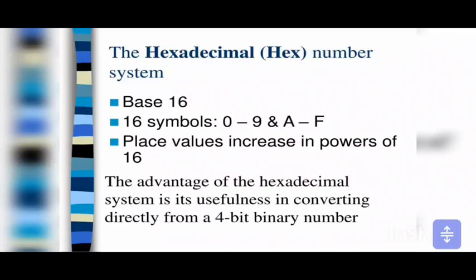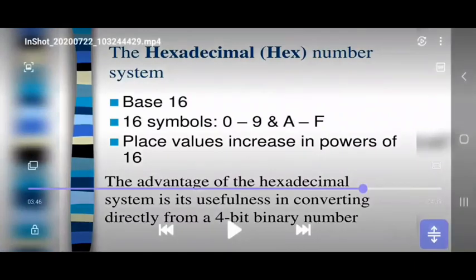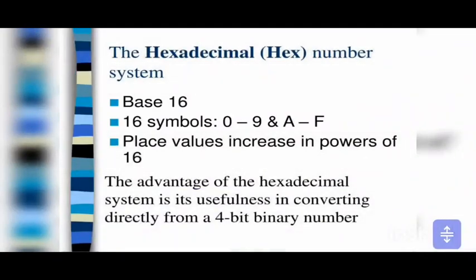The 16 symbols in base 16 include 0 to 9 and A to F, meaning A has a value of 10, B has a value of 11, C has a value of 12, D has a value of 13, E has a value of 14 and F has a value of 15. Now in the next example we can see how decimal is converted into hexadecimal.